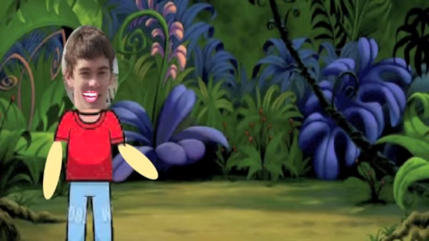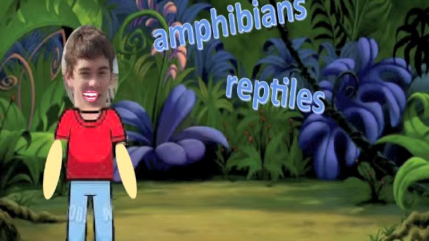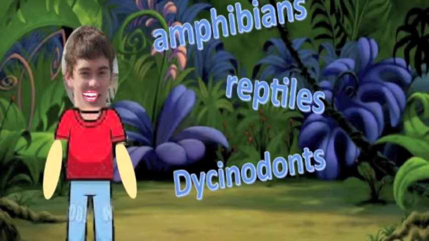During the Triassic period, amphibians, reptiles, and dicynodonts emerged. 220 million years ago, the first mammals emerged in the form of tiny nocturnal creatures. Scientists believe that they developed from an extinct mammal-like reptile.